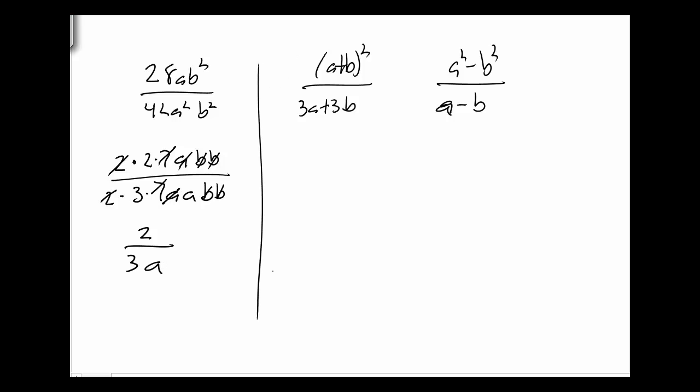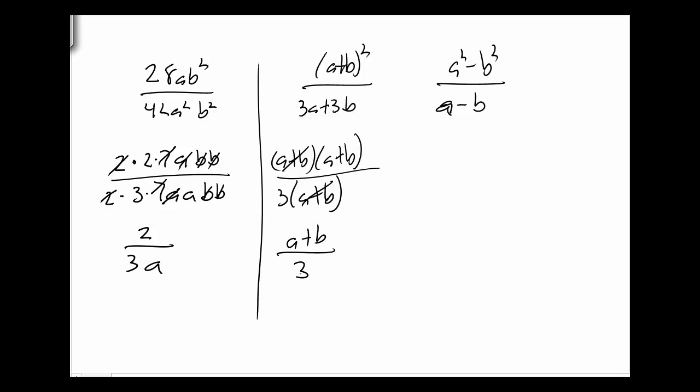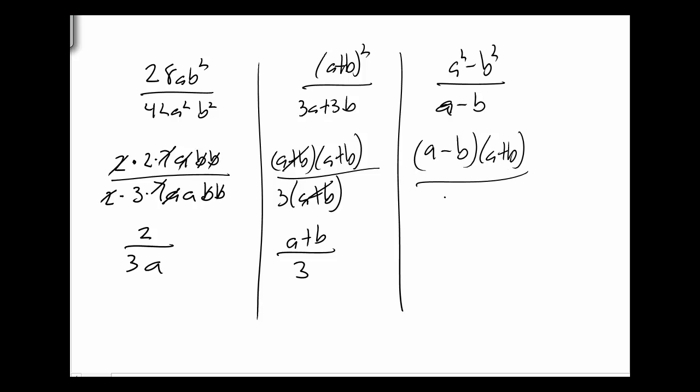In the second example, we got a plus b squared. Okay, so that really means a plus b times a plus b. And I can factor out a 3 from the denominator, so 3 times a plus b. And hopefully we notice that one of them divides out. And we're left with a plus b over 3. So that's what that simplifies down to. And in this last example, hopefully we recognize difference of two squares. So a minus b times a plus b over a minus b. The a minus b's divide out, and we're left with the expression a plus b. So hopefully that was a little bit of a quick practice for you.